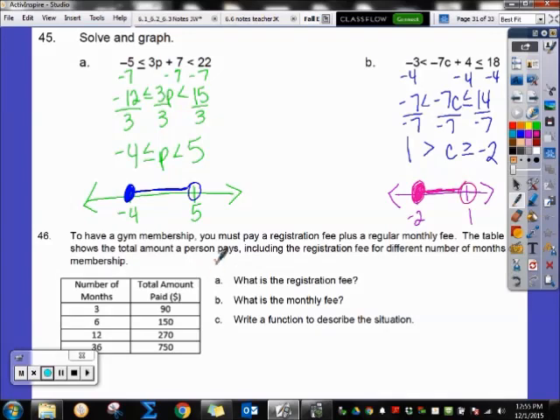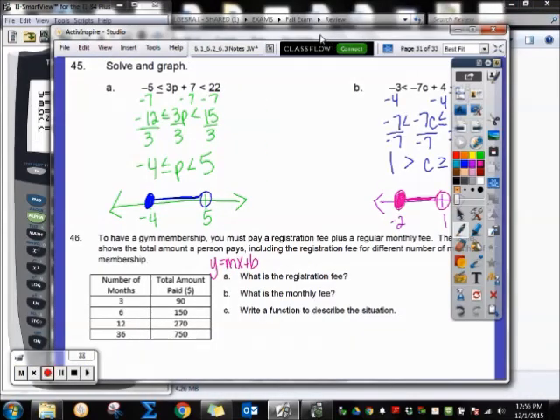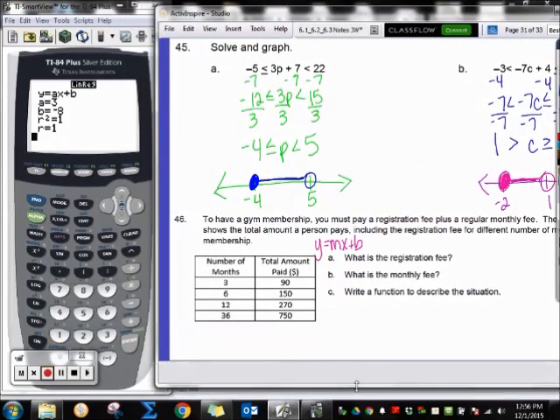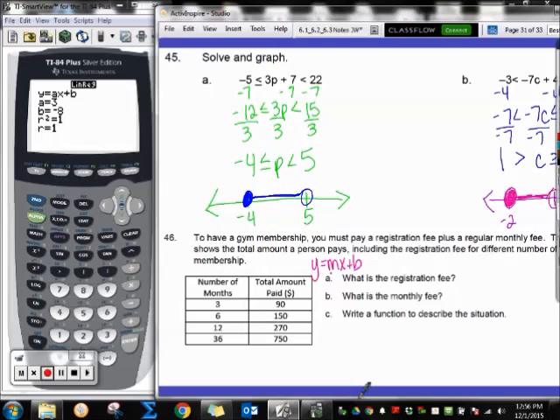Well, the easiest thing to do is to get an equation in slope-intercept form, because the b will tell us what the registration fee is, and the slope will tell us what the monthly fee is. And the easiest way to do this would be to use our calculator and do a linear regression. So if you don't have your calculator, make sure you grab one.